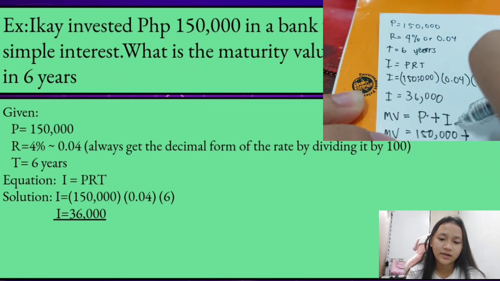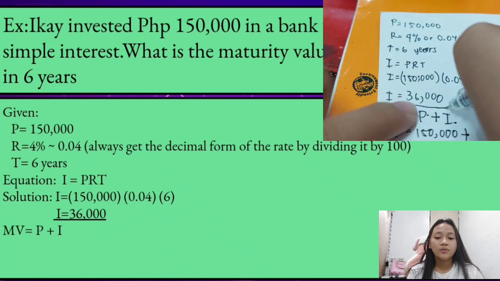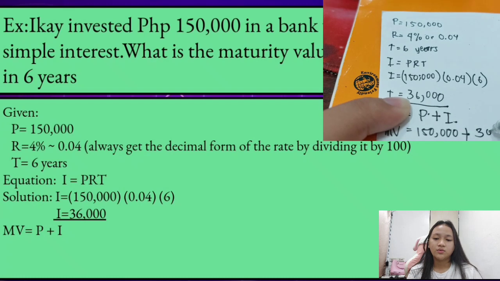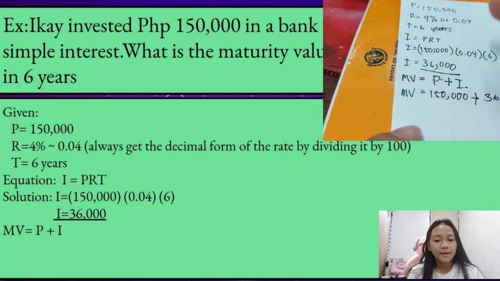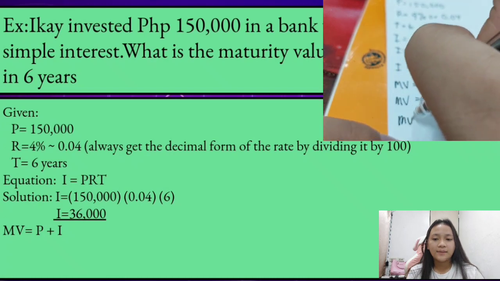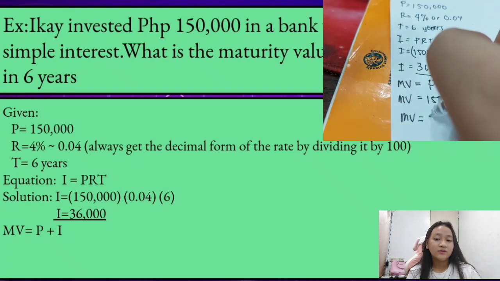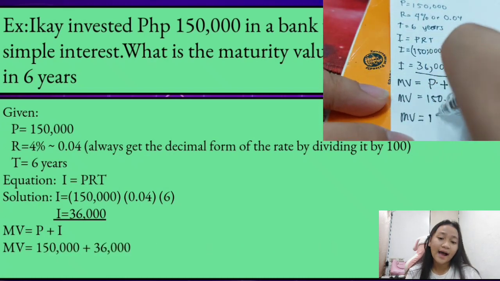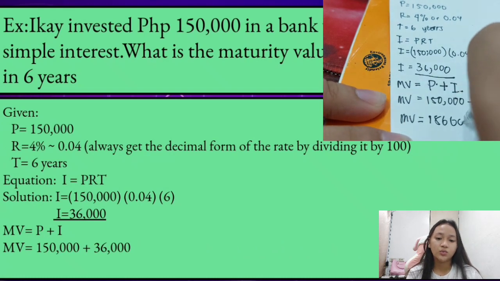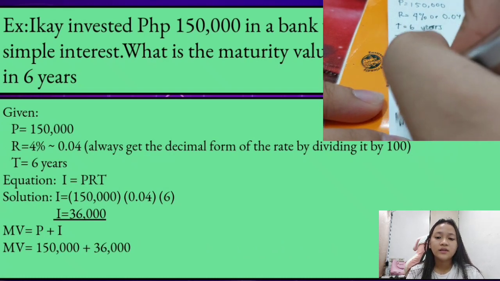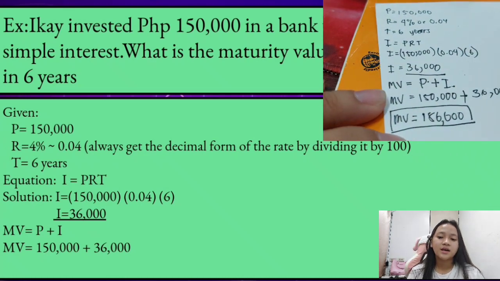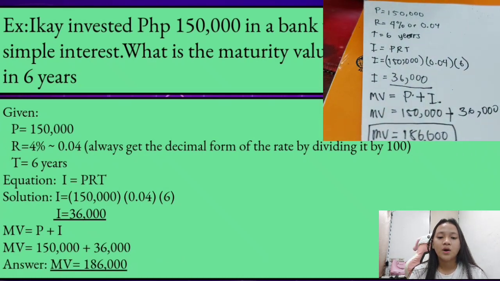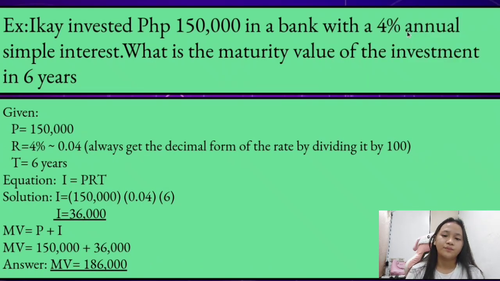That is the interest. And how you will get the maturity value? So the formula of maturity value is P plus I. And the P is 150,000 and the I is 36,000, and you will sum it, and 150,000 plus 36,000 is equals to 186,000, and that is the maturity value.